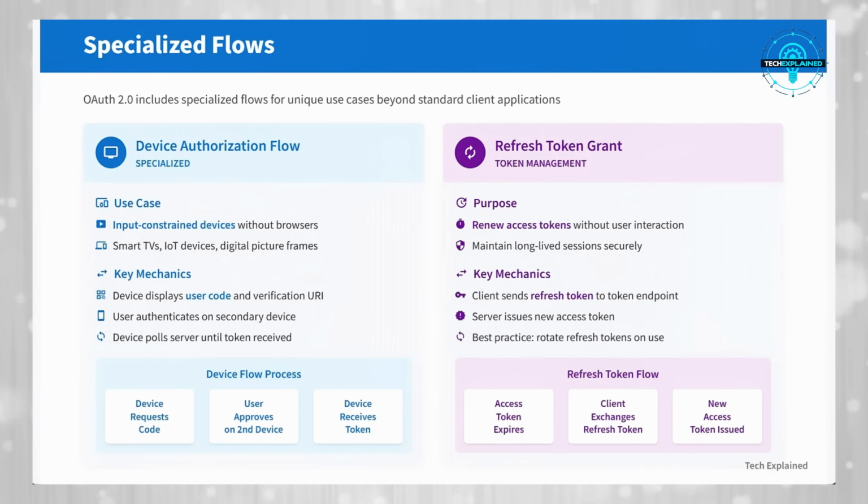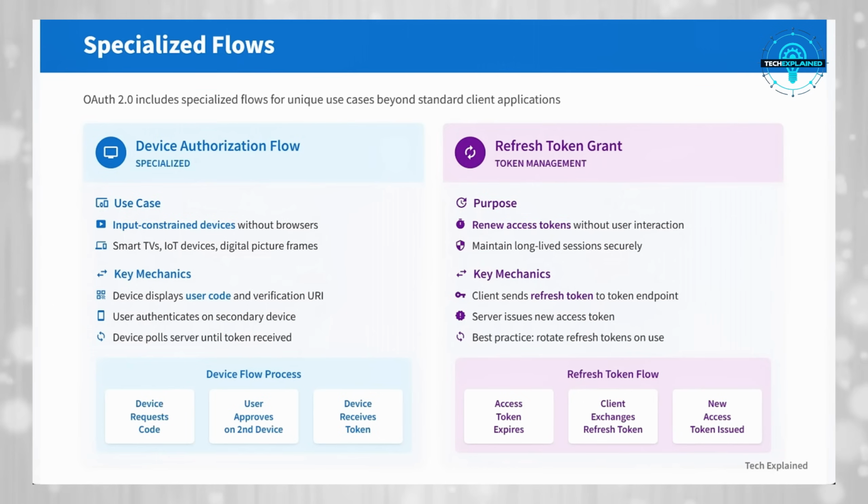The refresh token grant isn't a primary authorization flow, but a mechanism for renewing access. When an access token expires, which they do frequently for security reasons, a client holding a refresh token can make a POST request to the token endpoint with grant_type equals refresh_token and the refresh token. The authorization server then issues a new valid access token, allowing for long-lived sessions without requiring you to log in again. Refresh tokens are powerful and long-lived, so they must be stored securely.